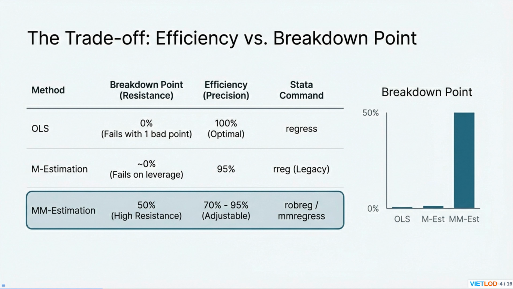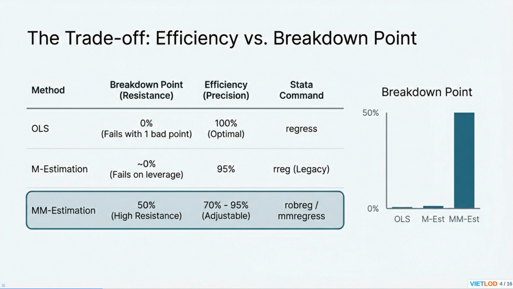When choosing an estimator, we face a crucial trade-off between efficiency and resistance. Efficiency refers to the precision of our estimates, where OLS is 100% efficient under ideal conditions. However, the breakdown point measures an estimator's resistance, the minimum percentage of contaminated data it can handle before producing an arbitrarily bad result. As you can see, OLS has a breakdown point of 0%. Even one bad data point can completely distort its findings. M estimation, an older robust method, offers good efficiency at 95%, but its breakdown point is still near 0% because it struggles with bad leverage points.